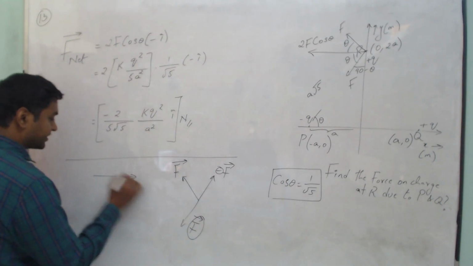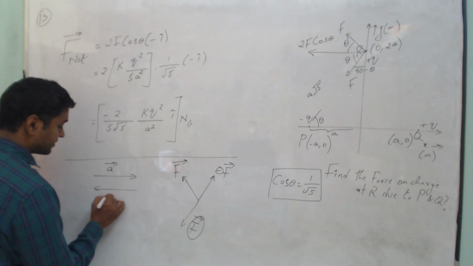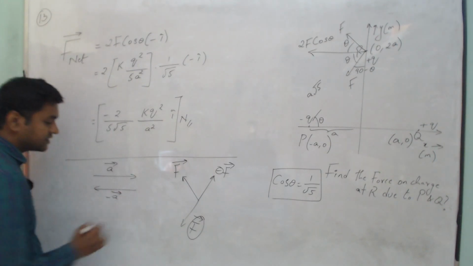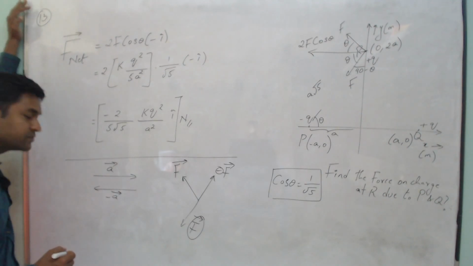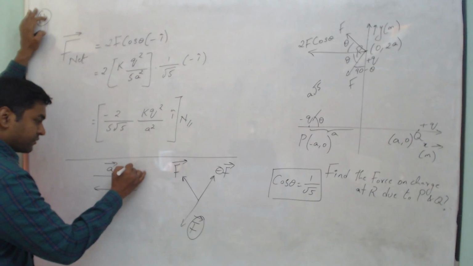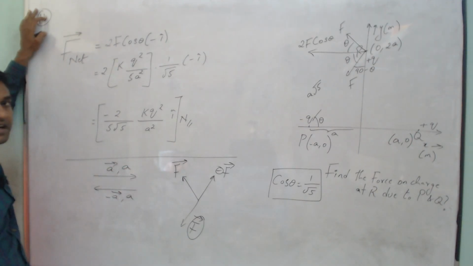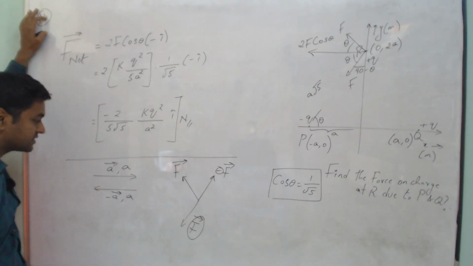Suppose I have a vector A bar. I will draw the opposite vector and write it as minus A bar, right? But if I am writing magnitude, here also magnitude is just A. I cannot write it as minus A.